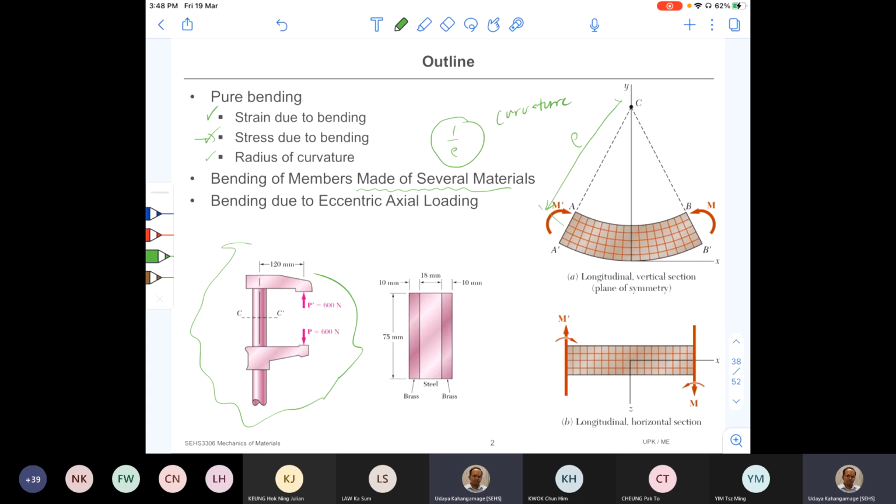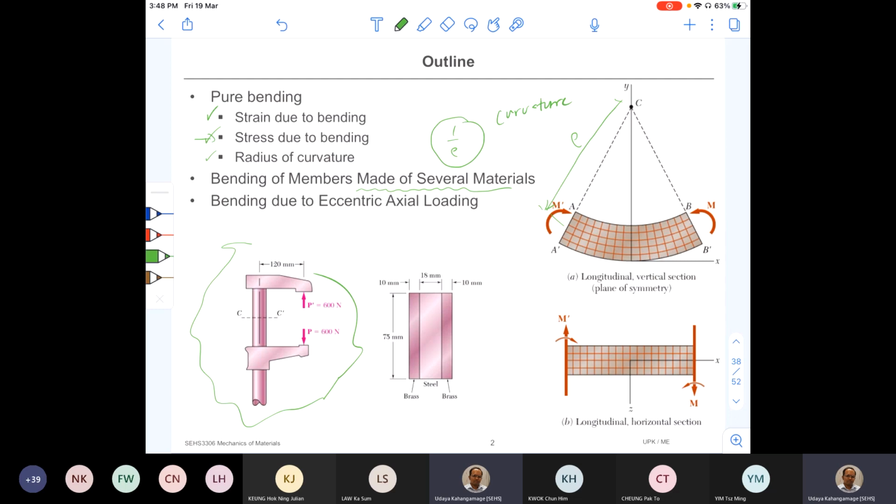Okay, and then I extended these theoretical concepts to analyze bending members which are made of several materials, two materials, because all the equations we have derived are relevant only for beams made of the same material, a single material. So if the beam is made of different materials, how to solve that problem, we discussed last time.